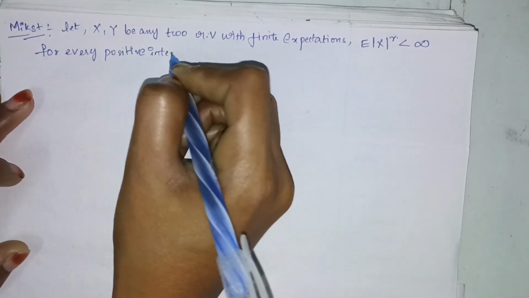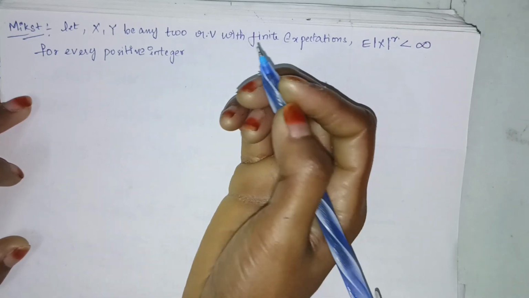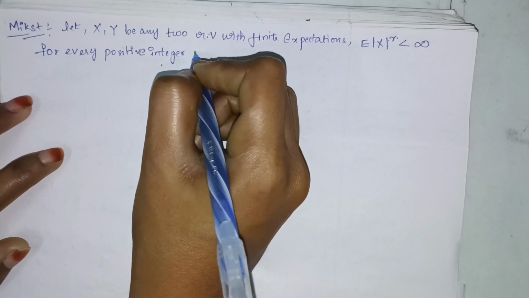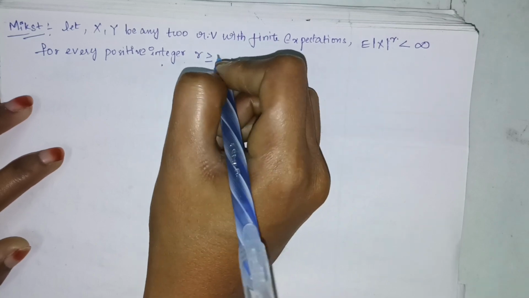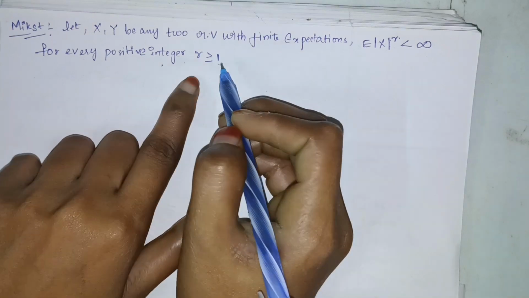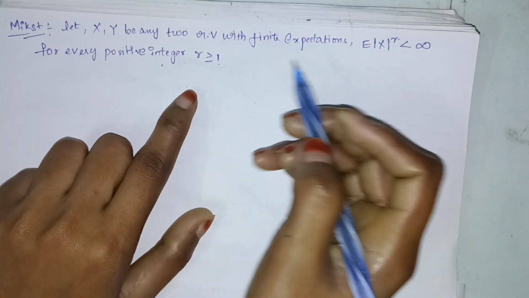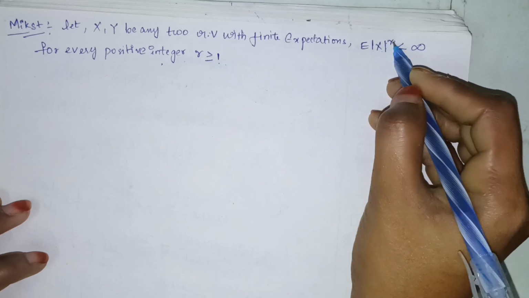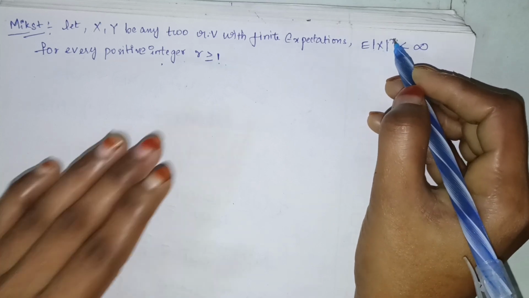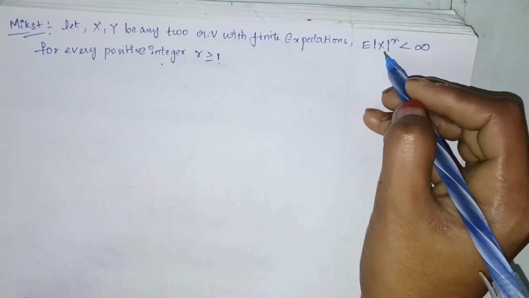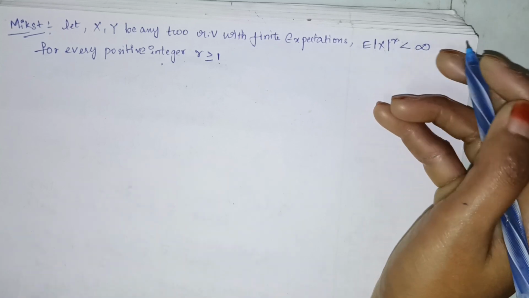It is an integer which is positive. In integers we have positive and negative; this is the positive integer. For every positive integer, r should be greater than or equal to 1. This r should be greater than or equal to 1, because if it is less than or equal to 1, say 0, then the expectation of mod x to the power of r is anything to the power of 0, which is always equal to 1.